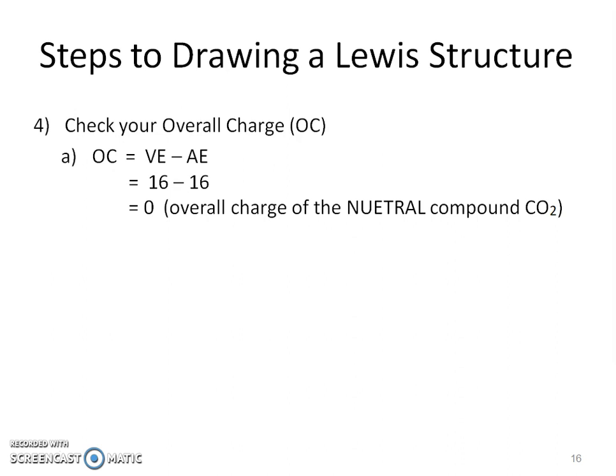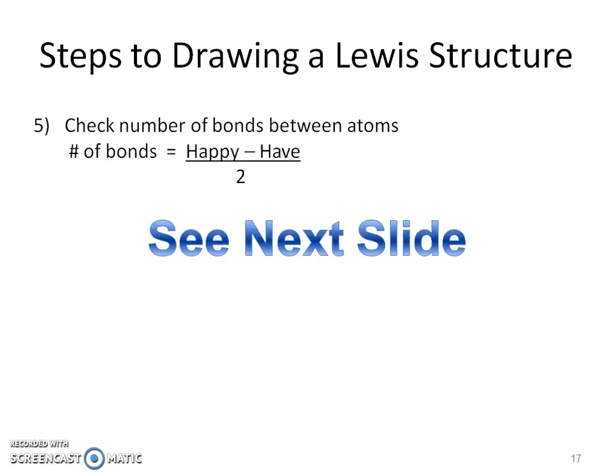That makes sense. However, if we had a polyatomic ion with a -1 or a -2 charge, we would do the same calculations, but now our overall charge should match the charge of that polyatomic ion. Hopefully that makes sense.